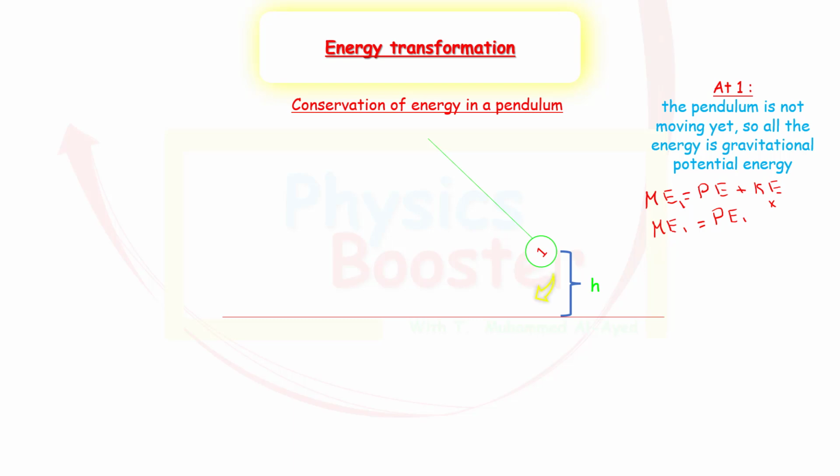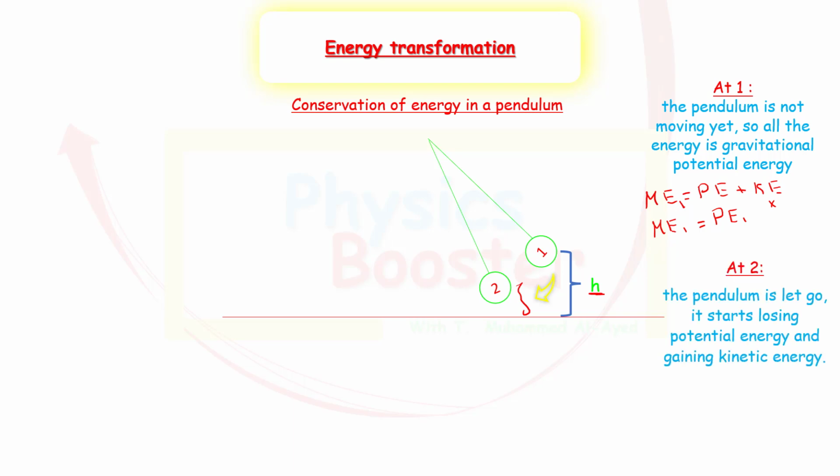Now, imagine that we let go of this pendulum and we took a picture of it at location number 2. The object is still above the ground, but now it's lower than this point. It's not as high as H, it's lower than H, but it is moving. So it has another form of energy inside it right now. The pendulum is let go, it starts losing its potential energy and starts gaining kinetic energy.